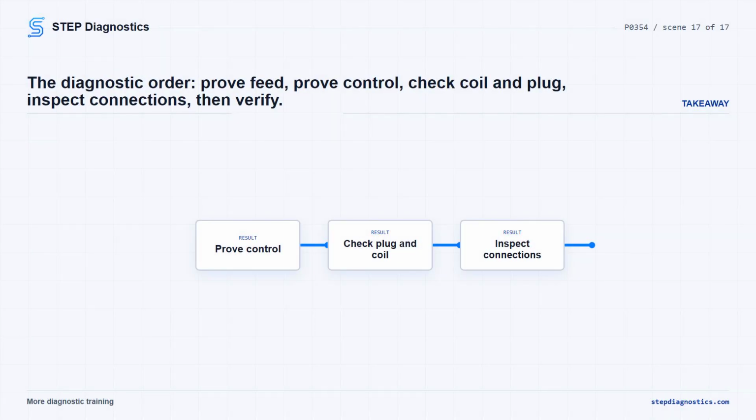The key with P0354 is to prove the feed, prove the coil 4 control circuit, check the plug and coil path, and only move toward the PCM after the circuit and coil checks support it. Keep verifications separate at the end and make sure the code stays gone under the same operating conditions.